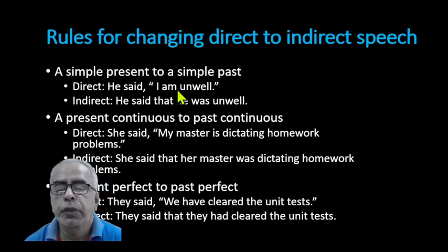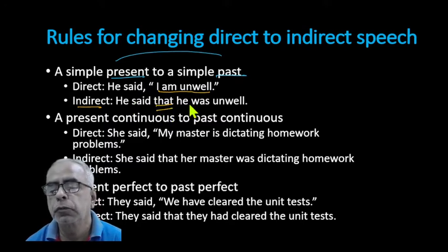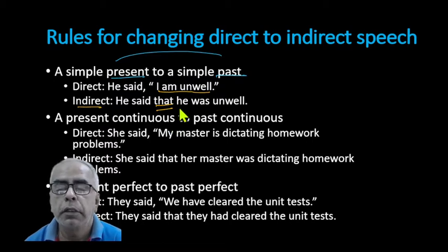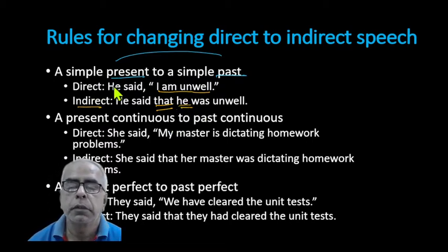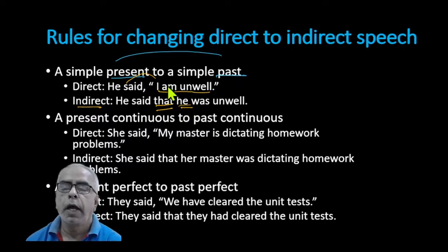Let us continue. A simple present tense is converted into past tense. For example, in the direct speech, he said, "I am well." Whereas in the indirect speech, he said that, so you have to introduce this conjunction, the joining word. And this he represents the reporter. I has become he here. Am becomes was, and well as such.